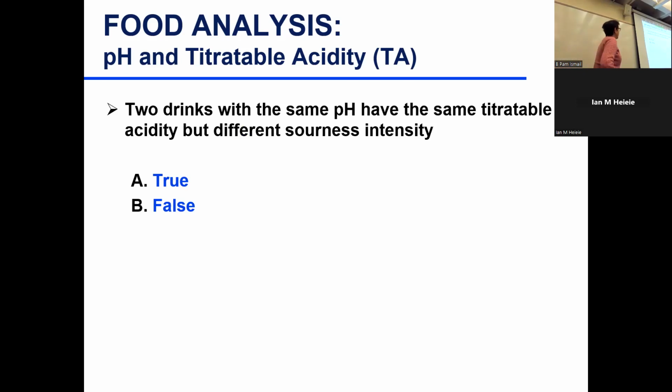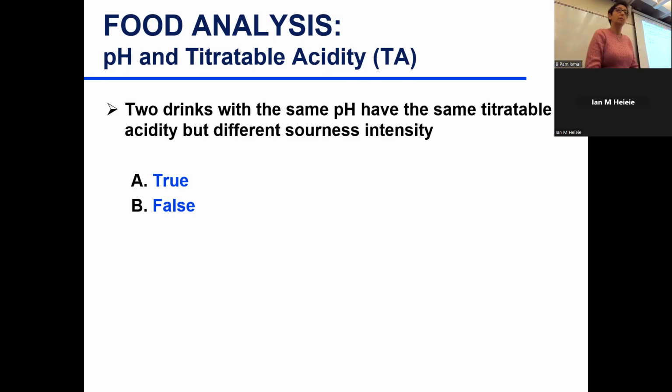Let's see what you think about this. 2 drinks have the same pH. The statement says they can have the same titratable acidity, but potentially different sourness intensity. First of all, when we say titratable acidity, basically it's percent total acid. When we want to determine percent titratable acidity, let's say of orange juice, we will be determining the percent of citric acid in that orange juice. So that's what titratable acidity means. So what do you think about this statement? True or false, and why?